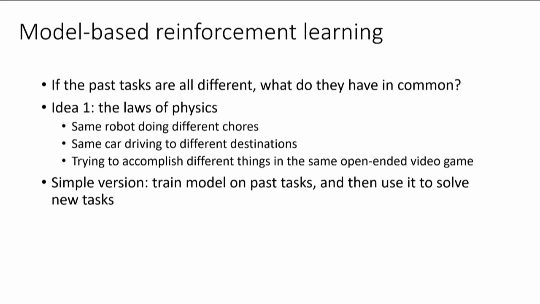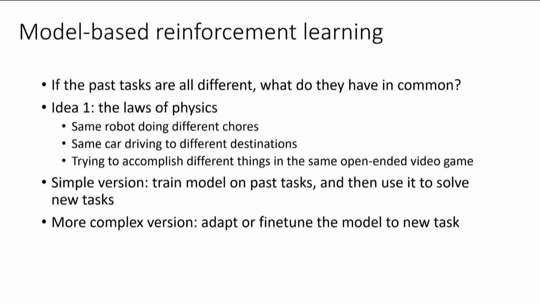So the simple version of this is you can train a model on all the past tasks and then just use that model to solve new tasks. Just do it with your favorite model-based RL algorithm. And this is actually a fairly decent idea. Like, this will, in some cases, work pretty well. This is, in some sense, the multitask analog to try it and hope for the best.